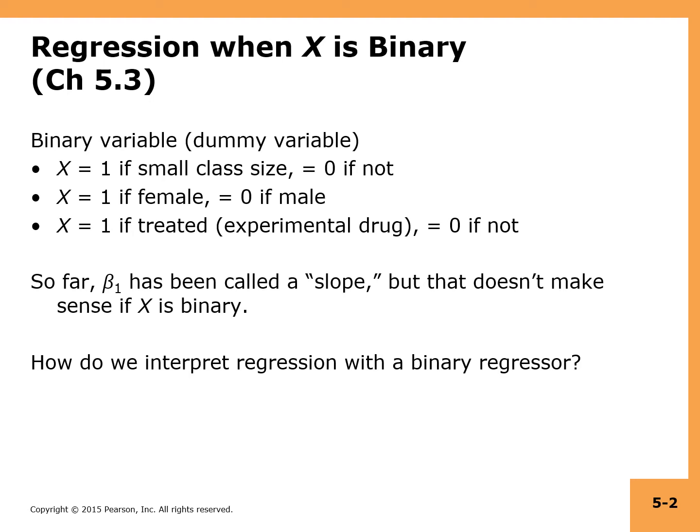So there are cases when we're interested in the difference between female versus male, or whether a district is small versus large, or, in the case of a randomized controlled trial, whether a group was treated or not. So far, we've interpreted beta 1 as a slope, but when you have a binary variable, what would beta 1 mean?